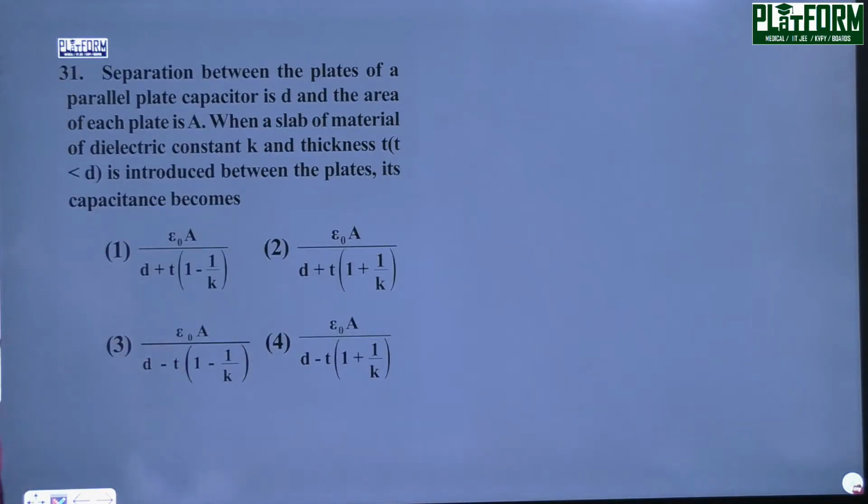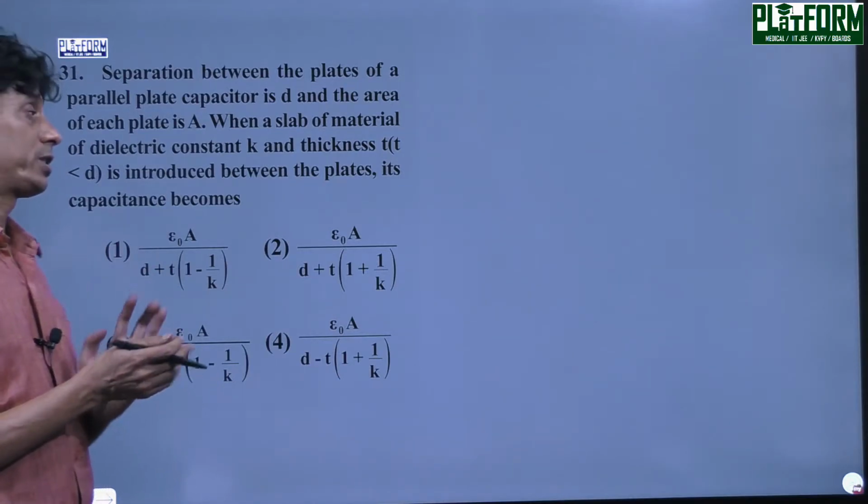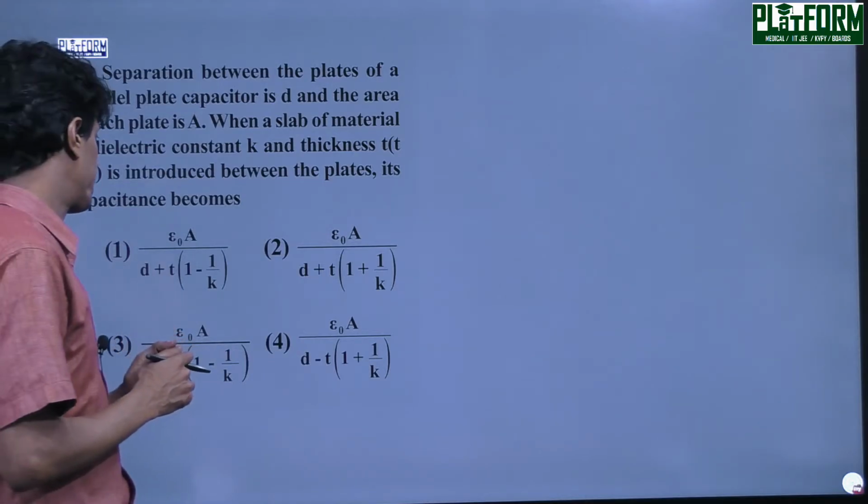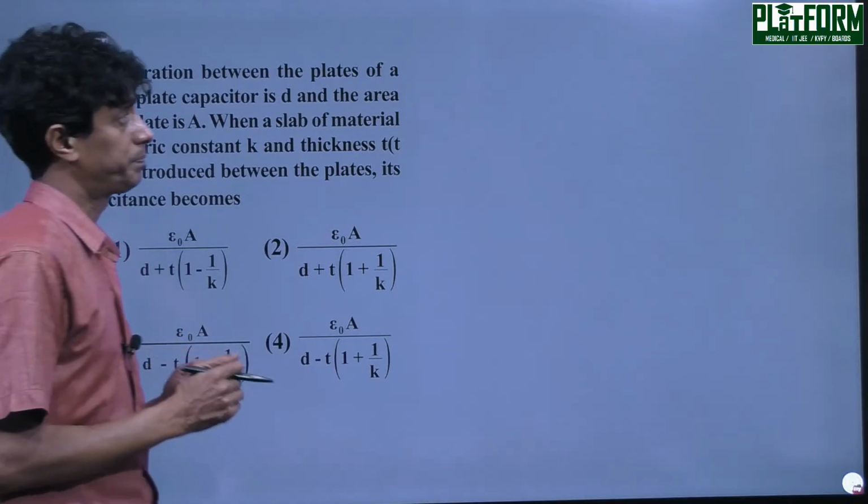Let us move to the next problem. The separation between the plates of a parallel plate capacitor is D and the area of each plate is A. When a slab of material of dielectric constant K and thickness T, which is less than D, is introduced between the plates, the capacitance becomes?